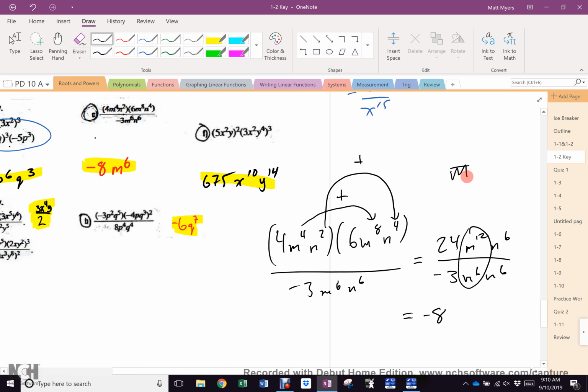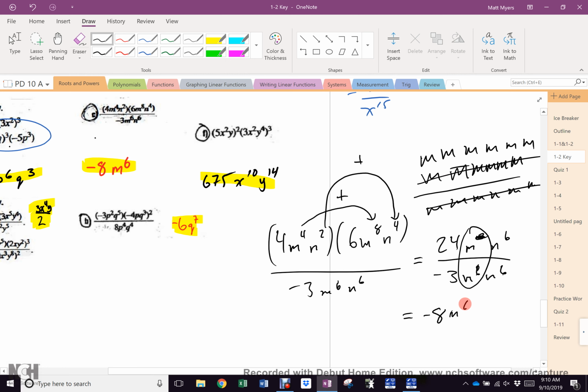What are you going to do here? If I have 12 m's, 1, 2, 3, 4, 5, 6, 7, 8, 9, 10, 11, 12 over 1, 2, 3, 4, 5, 6. What are you going to do? You're going to subtract. That's the shortcut because 6 of them are going to cancel, leaving me with 6 up top. n to the 6th over n to the 6th. Same thing on the top, same thing on the bottom. What's the answer always? 1. Of course, because 6 minus 6 would be 0. n to the 0 would be 1. Negative 8m^6 times 1 is negative 8m^6.